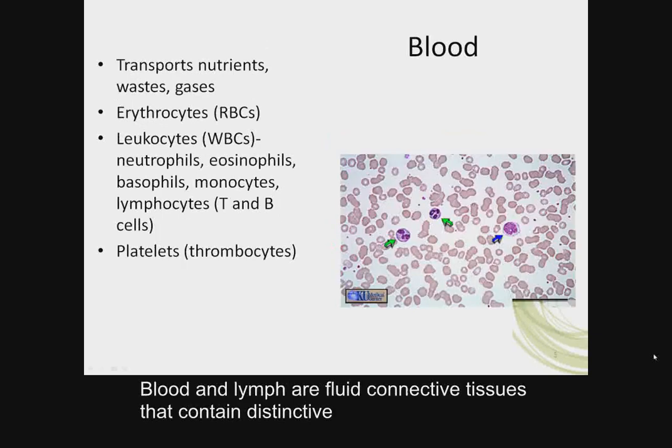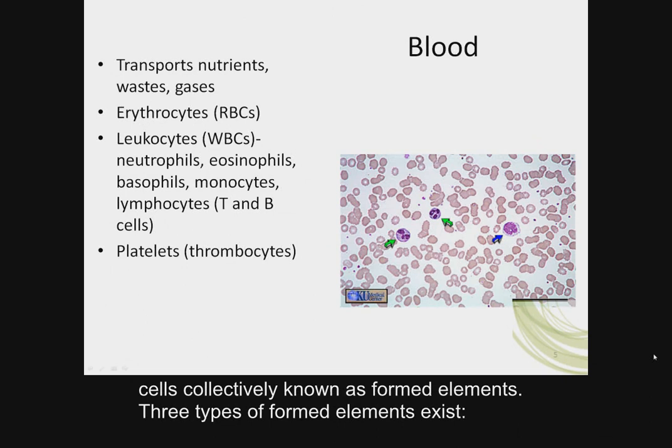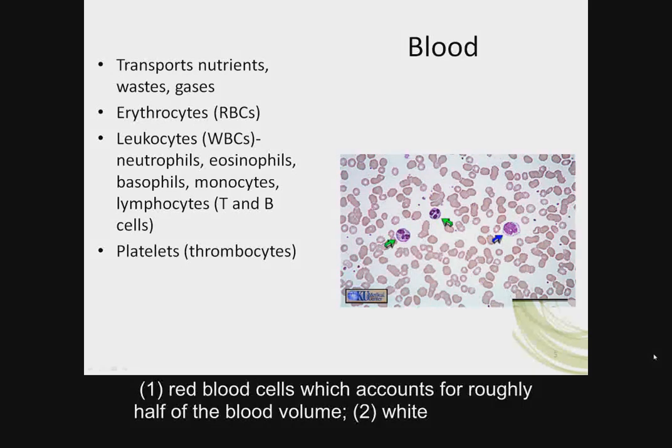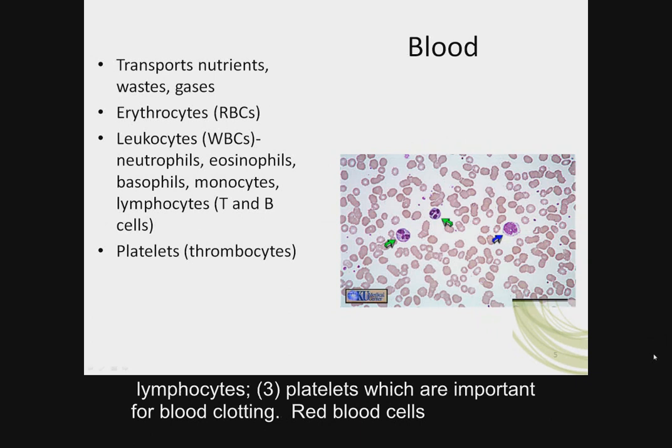Blood and lymph are fluid connective tissues that contain distinctive collections of cells in a fluid matrix. Blood contains blood cells and fragments of cells collectively known as formed elements. 3 types of formed elements exist. 1. Red blood cells, which account for roughly half of the blood volume. 2. White blood cells, which include neutrophils, eosinophils, basophils, monocytes, and lymphocytes. 3. Platelets, which are important for blood clotting.